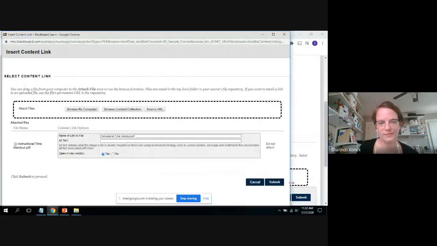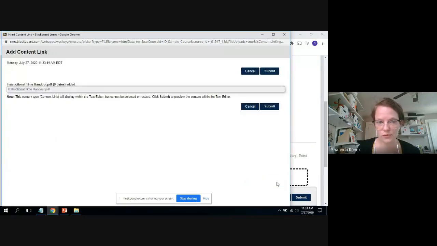I'm gonna click open. So this part can get a little frustrating because it says name of link to file, and the default is going to be the name of the document that you're uploading. And then alt text, you want to just put a description of whatever you're uploading. And I'm just going to write description for now. And I'm going to click submit to show you. This is to show you what happens when you do this.